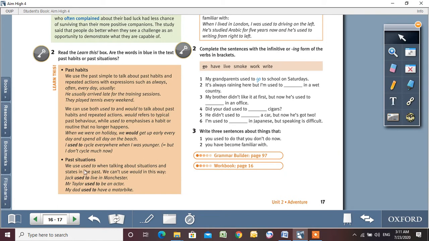Past situations: we use used to when talking about situations and states in the past. We can't use would in this way. So for example, Jack used to live in Manchester. It's a state, and we said that we don't use would with states. Mr. Taylor used to be an actor. Again, we have to put used to, and we cannot use would. My dad used to have a motorbike.